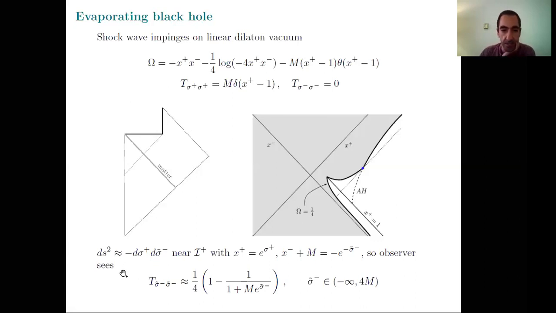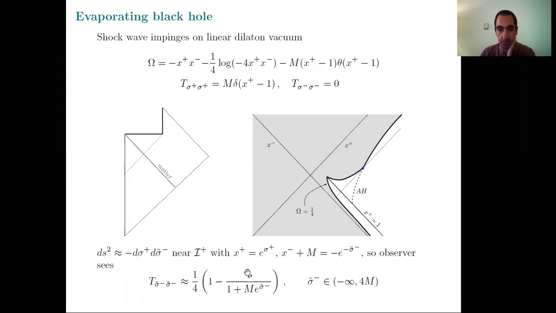The metric near scri plus is flat in the sigma coordinates, where I've put this tilde on sigma minus because it's a shifted sigma coordinate. Sigma plus is defined in the usual way with respect to x plus, but sigma tilde minus is defined this way. It's shifted by this mass parameter m. So again, if you want to know what an inertial observer near scri plus sees, you want to compute the stress tensor with respect to these coordinates. And you can compute that. It's trivial in this model, and you find this function.